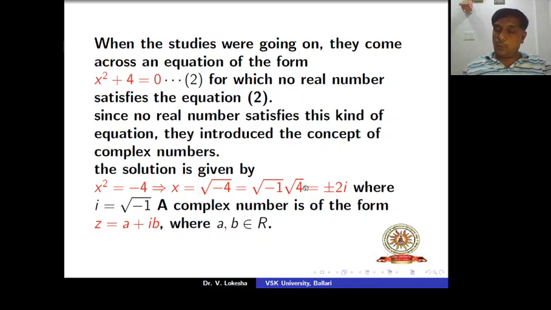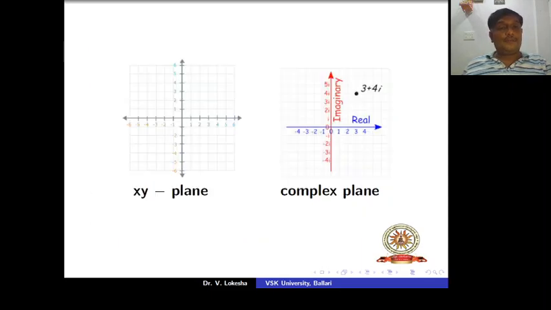You know that root 4 is a real number, you get 2, that is plus or minus 2. Then root of minus 1 is put as i, where i is equal to root of minus 1. Using this concept, a complex number is defined. A complex number is of the form z is equal to a plus ib, where a, b belong to R. These things we already discussed in my starting class.